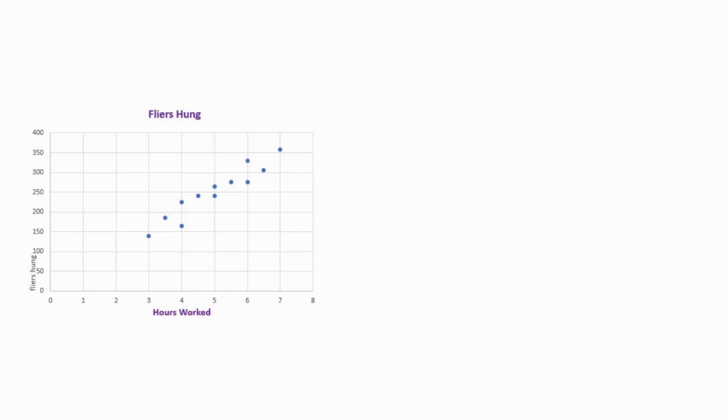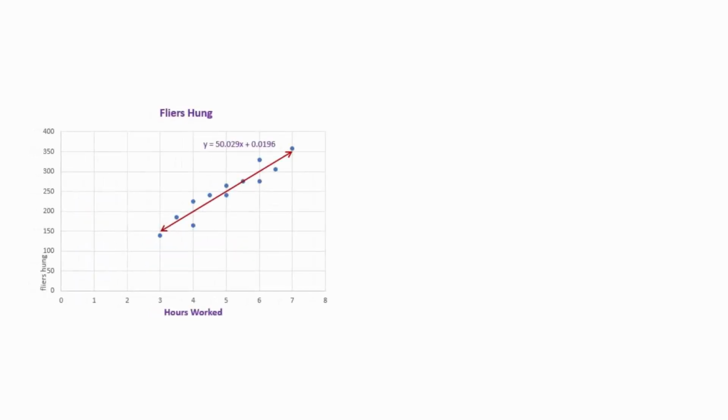In the previous example of flyers hung based upon hours worked, we see a very strong linear relationship. As the hours worked increase, the number of flyers hung increases in a fairly consistent manner with some natural random fluctuation. Picturing a linear model, the least squares regression line, we can see that it has a positive slope and the actual points fluctuate randomly above and below this prediction line.